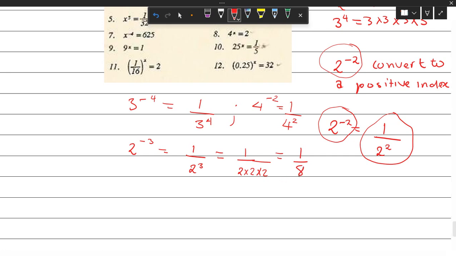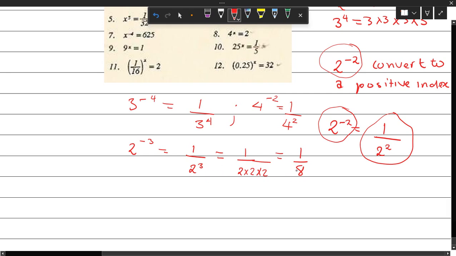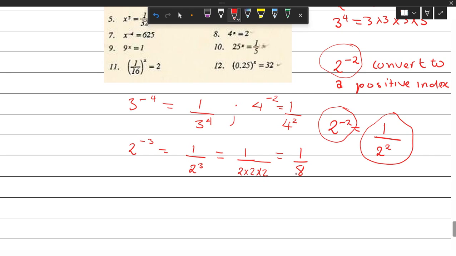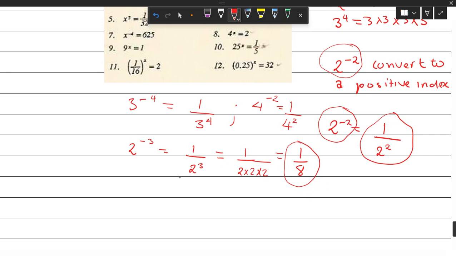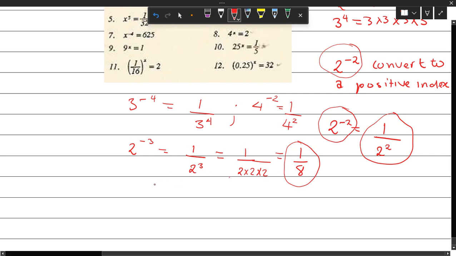You need to be brave enough to express this number in terms of powers. So we know 8. Which number can we multiply repeatedly to give us 8? We know it's 2. And how many times should 2 multiply itself to give us 8? It's 3 times. So if you are given a fraction like this, you need to have eyes to take it back to this form, and then back to this form. You need to know that.